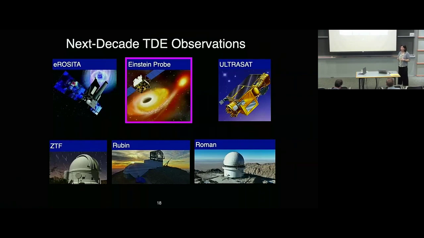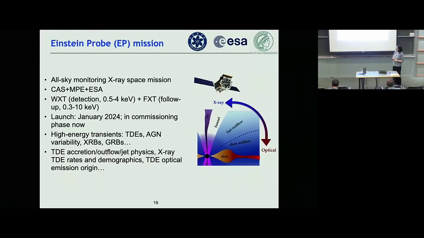We haven't had any X-ray transient surveys since Rosetta, and now we have this new Einstein Probe transient survey. Maybe some people have heard of this survey. It is a wide-scale monitoring X-ray space mission led by the Chinese Academy of Sciences and jointly by MPE and ESA. Einstein Probe was actually launched already in January this year and is now in the commissioning phase. It's expected to be in operation around summer.